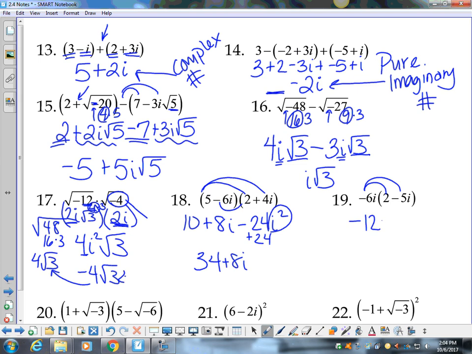All right, so negative 12i plus 30i squared. Again, i squared is a negative 1. That's going to make that a negative 30. I have no like terms, but I am going to put my real part in the front and the imaginary part in the back.